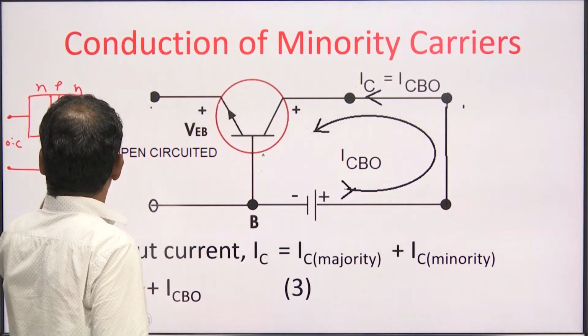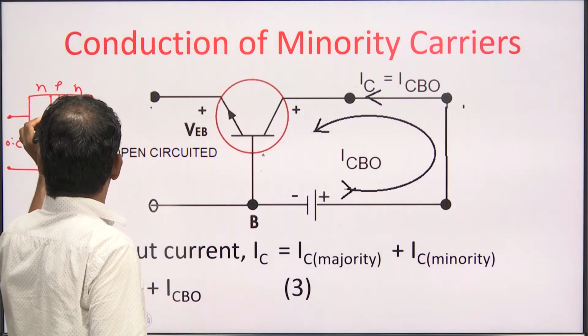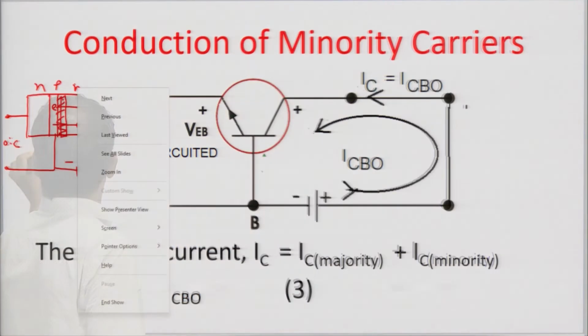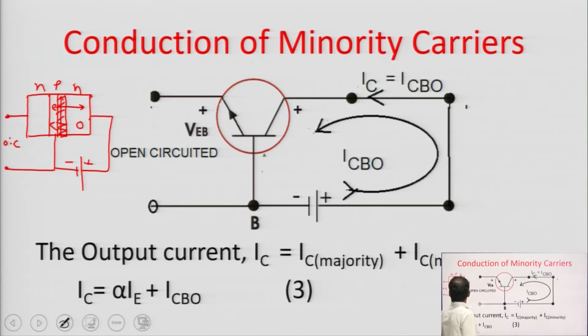Now, a few minority electrons of the P type base will conduct in this direction, and a few minority carrier holes of the collector will conduct in this direction. Due to this, a current will exist in this loop, anti-clockwise in this direction, and this current is called ICBO, that is collector to base current when the emitter terminal is open. This current is also known as leakage current, and it is due to thermally generated minority carriers.